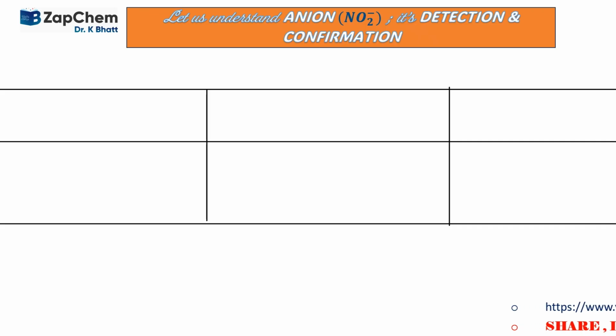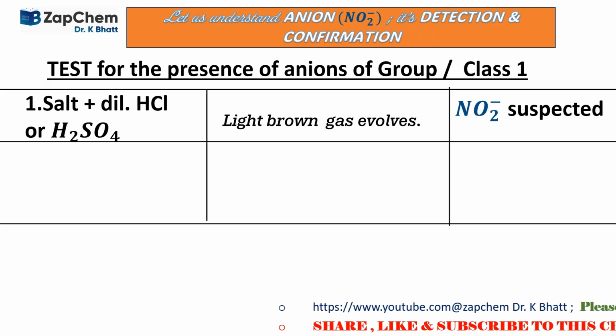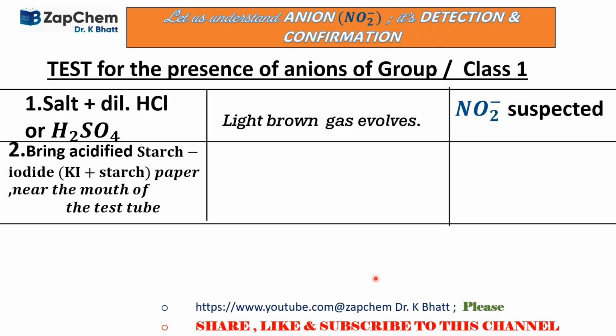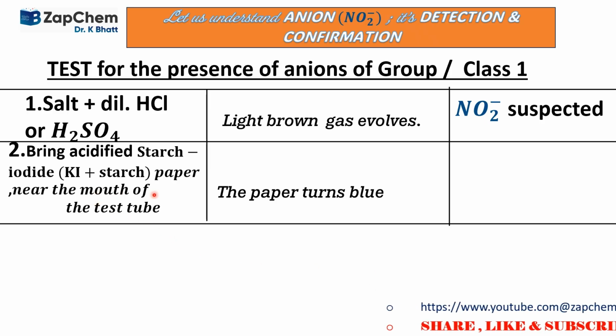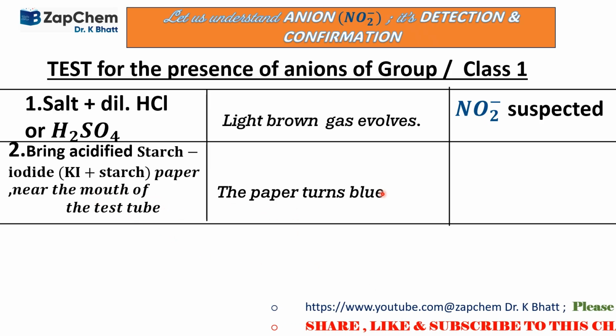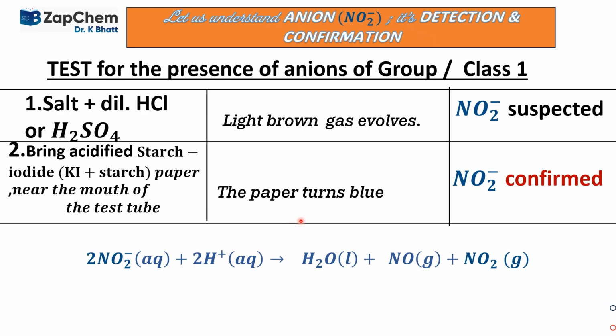Similarly, subsequent test for nitrite, वही टेस्ट है, उसी प्रकार से है, but here you get a light brown gas. रंग से ही पता लग जाता है, but even then we need potassium iodide starch paper, bring it close to the gas, and the paper turns blue, and here is the reaction.